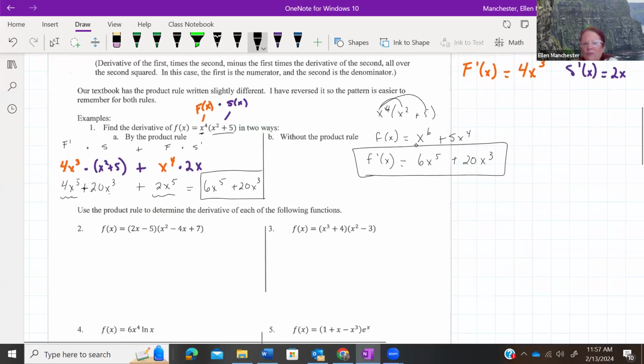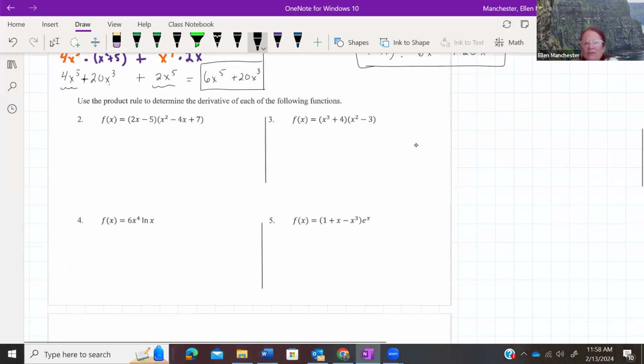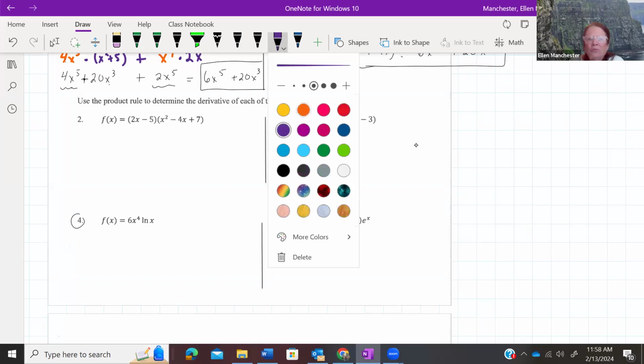All right, so let's try it one more time. I'm going to jump down, because if you look at number 2 and 3, in number 2, I could get out of using the product rule, right? I can just distribute the 2x minus 5 through the trinomial. Number 3, I can do the same thing. I can just use FOIL and get out of it, right? But number 4, I can't. I cannot get out of it. There's no way for me to multiply 6x to the fourth times ln of x and make it stick. I can't push the two together. So this one, I have to do the product rule.